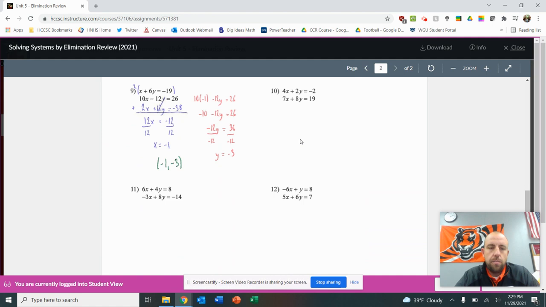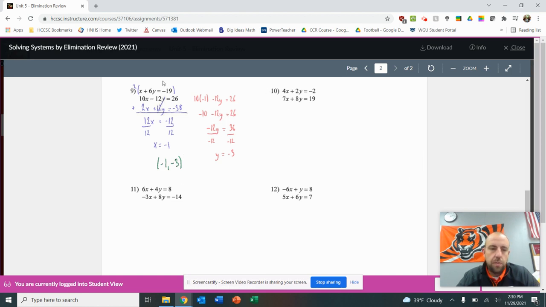Now on the back side, there's a little bit more work. You'll see on 9 through 12 that we don't have the same number in front of one of our variables, but it should be fairly straightforward for us to get to that. So on number 9, I had x plus 6y is equal to negative 19. 10x minus 12y is equal to 26. What I went ahead and did is multiply that first one by 2. So 2 times x, 2 times 6y, and then 2 times negative 19, which gave me this new equation there in blue, 2x plus 12y is equal to negative 38. So there my signs were different, so I wanted to add each column. Got x equals negative 1. Okay? So that'll be the same thing for 10 and 11.